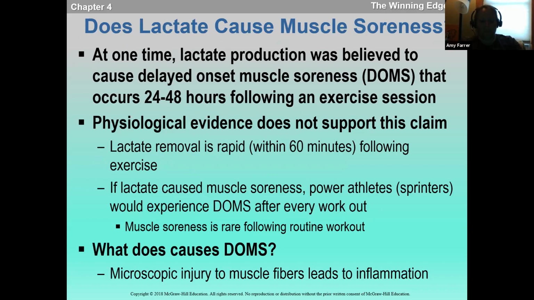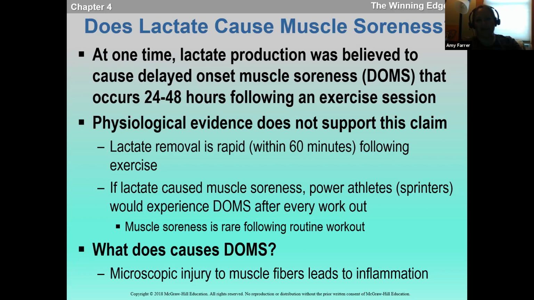They used to say the lactate buildup was responsible for muscle soreness, that delayed onset muscle soreness, DOMS, that occurs 24 to 48 hours following exercise. It doesn't support the claim. Within 60 minutes, that lactate is basically removed. And if that were the case, power athletes would have DOMS after every single workout. We know that doesn't happen.